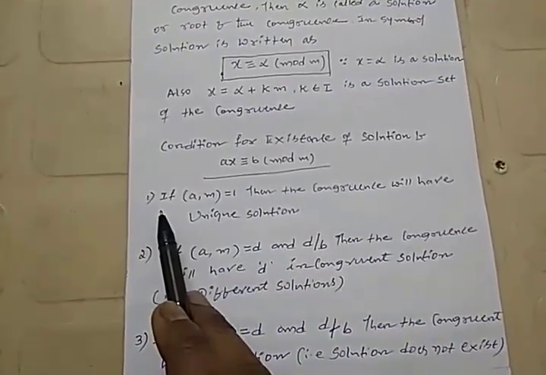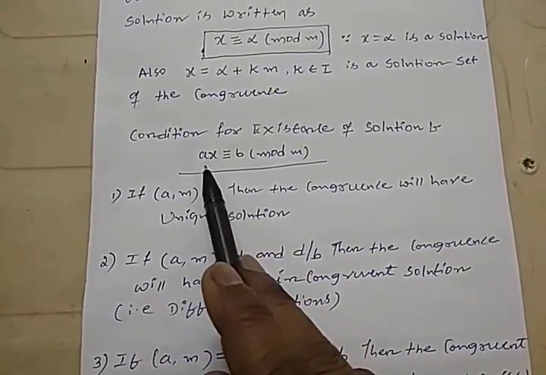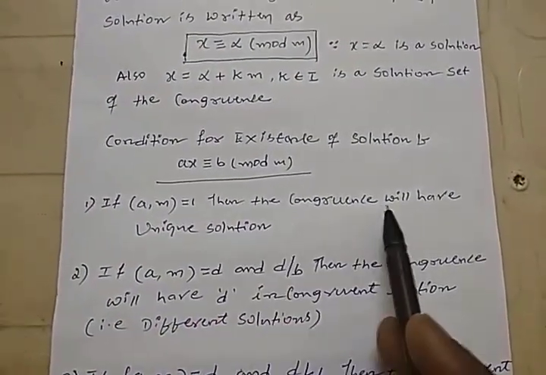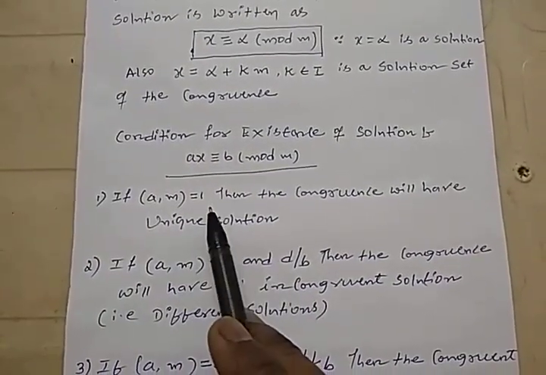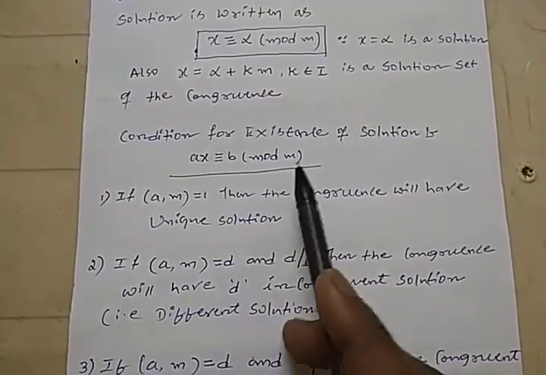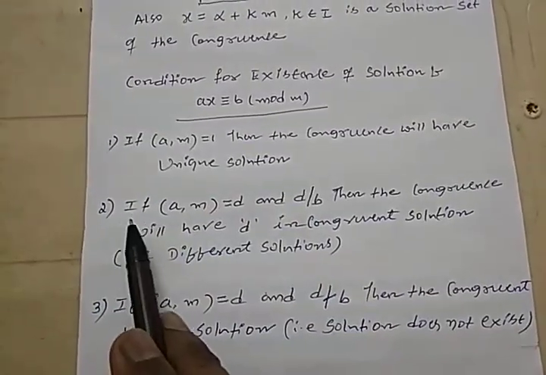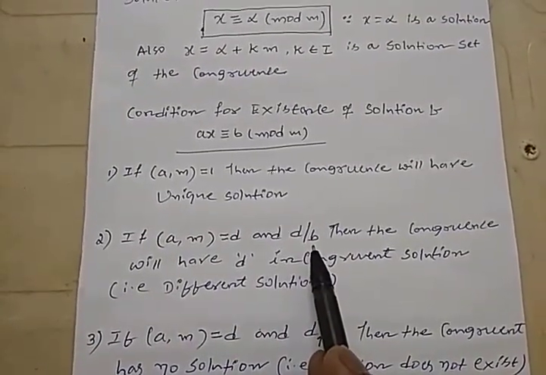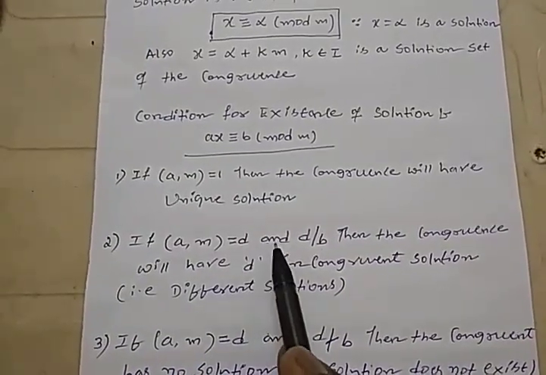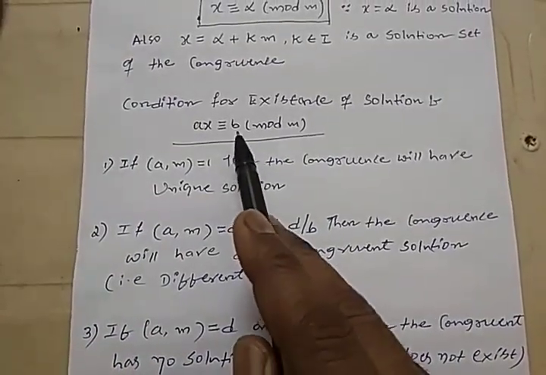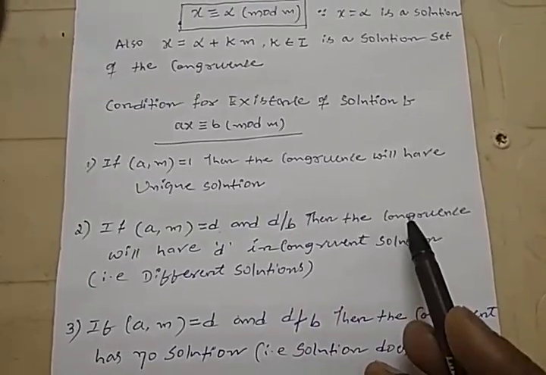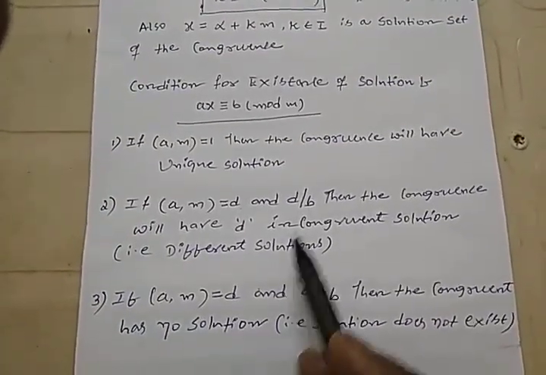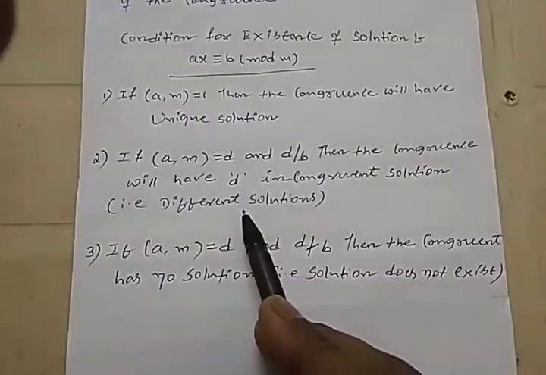The first condition: if the GCD of a comma m, where a is the coefficient of x and m is the mod value, is 1, then the congruence will have a unique solution within the mod m. The second: if the GCD of a comma m is say d, and d divides b, then the given linear congruence has d incongruent solutions. Incongruent means distinct solutions, that means more than one solution within the mod m.